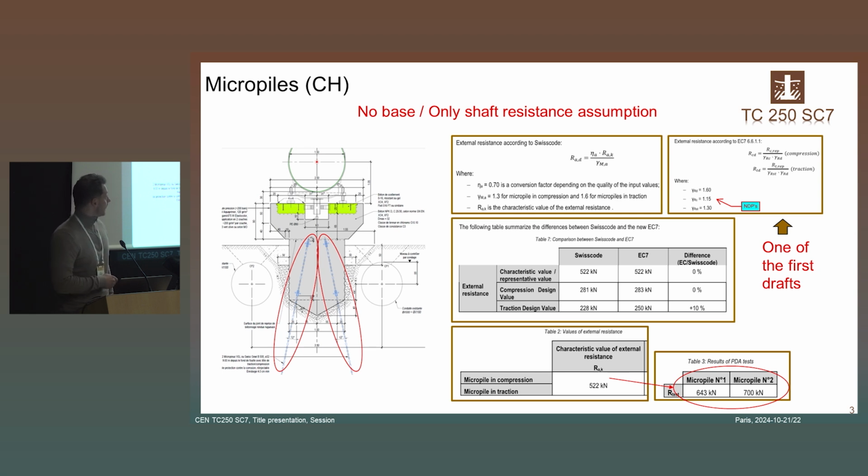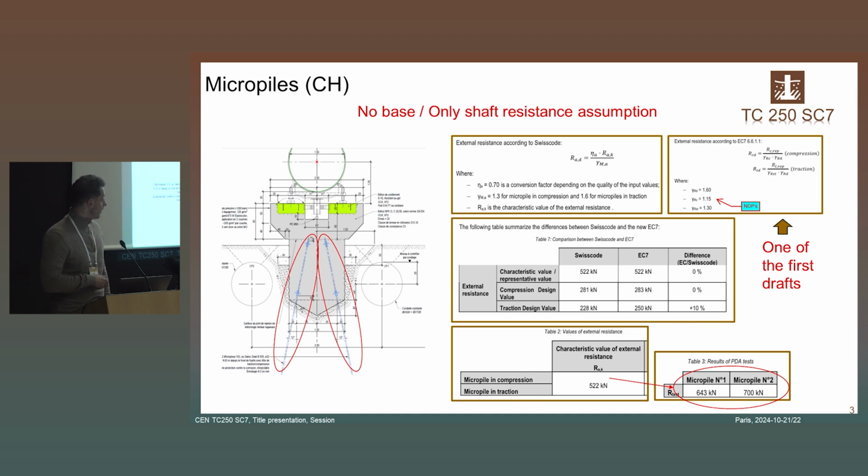Something that I want to highlight is that apparently in the Swiss codes you obtain your design value directly from your characteristic value. As it is in the Eurocode now, you obtain it from your representative value. So if it would be a mean value, then they're both the same. But if there's variation, you should do something with your partial factors.